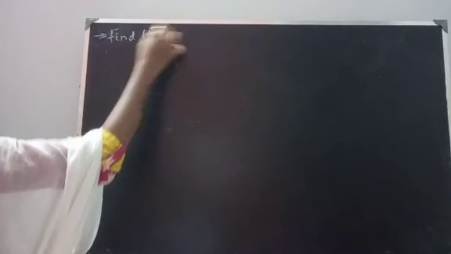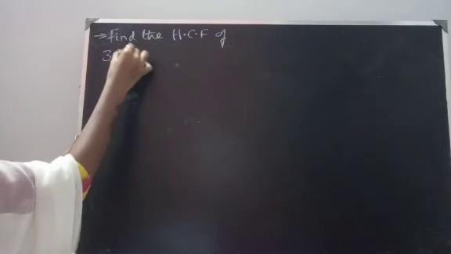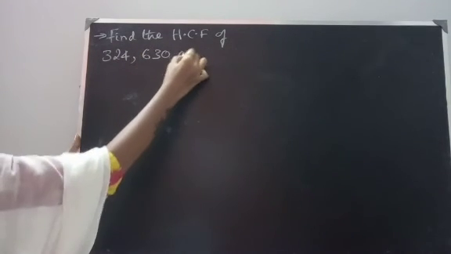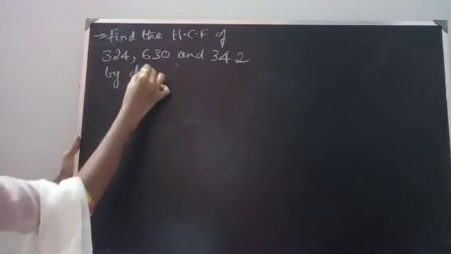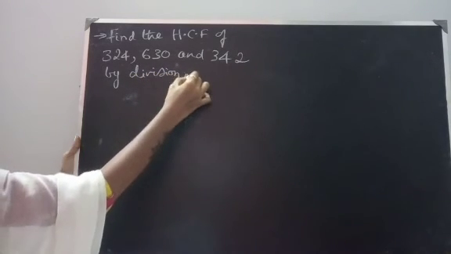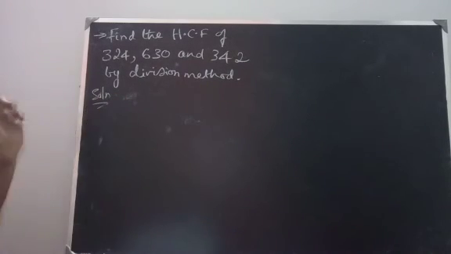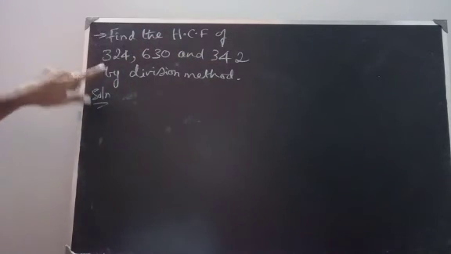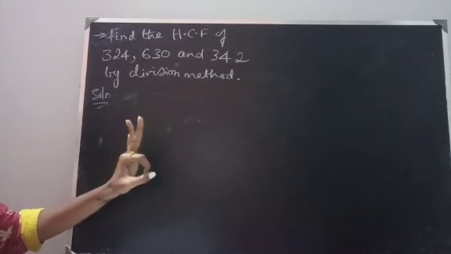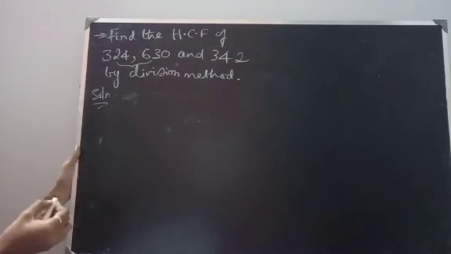Find the H.C.F of 324, 630 and 342 by division method. Okay, so they have given 3 numbers, more than 2. Find the H.C.F of these 3 numbers by division method. Firstly, consider these 2 numbers.